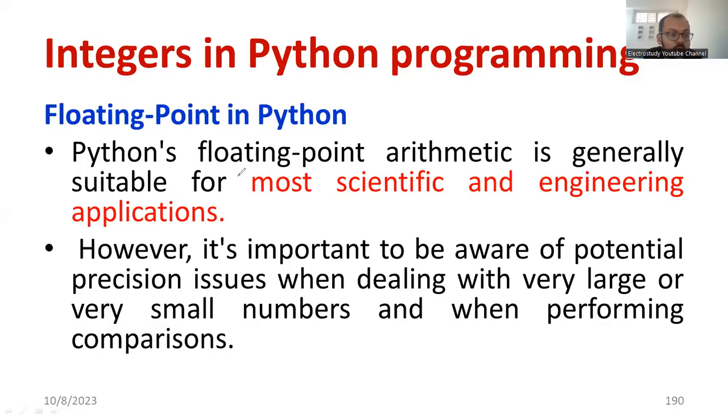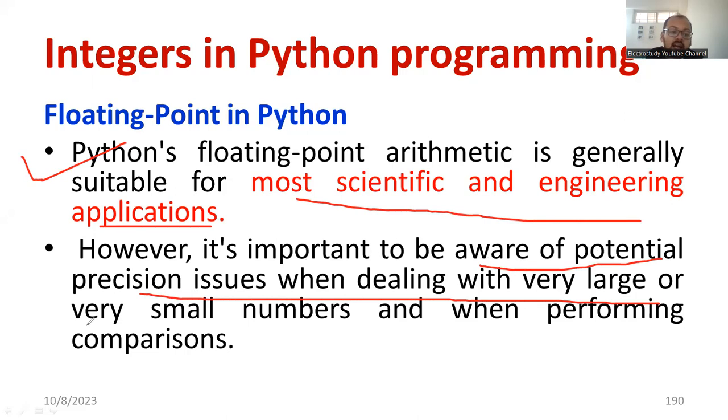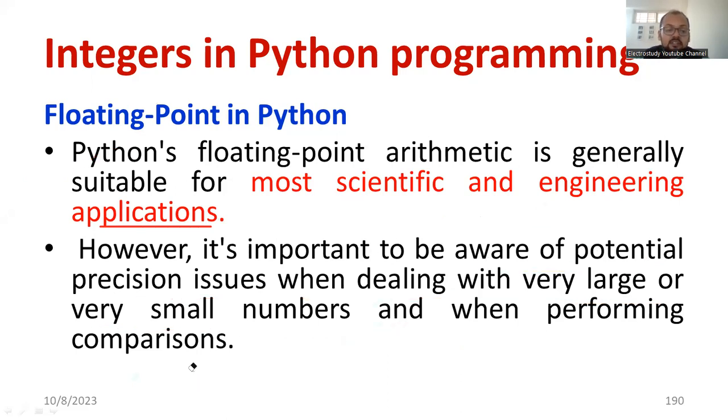As I said just now, Python floating point arithmetic is generally suitable for most scientific and engineering applications. It is unavoidable to be aware of the potential loss of precision when dealing with very large or small numbers and when performing comparisons, like 3.111 and 3.009, which is higher. For such things, floating points are required. So for comparison and precision work, these are the various applications of floating point.